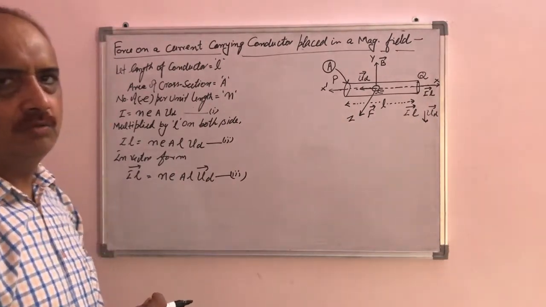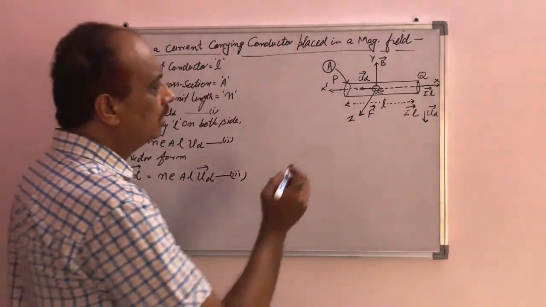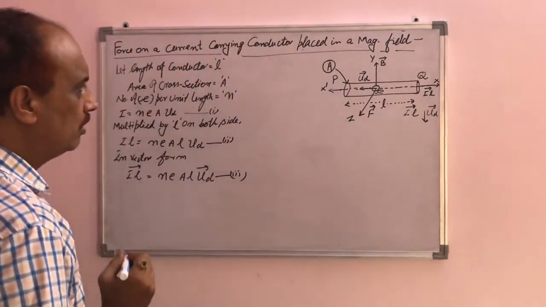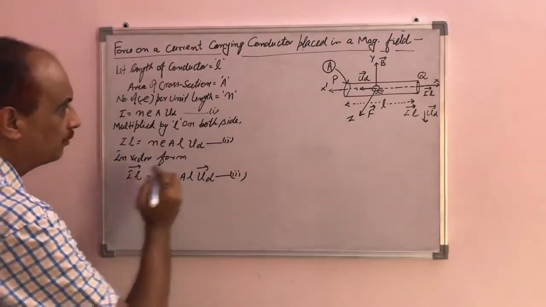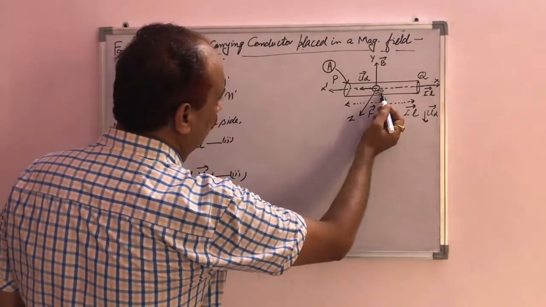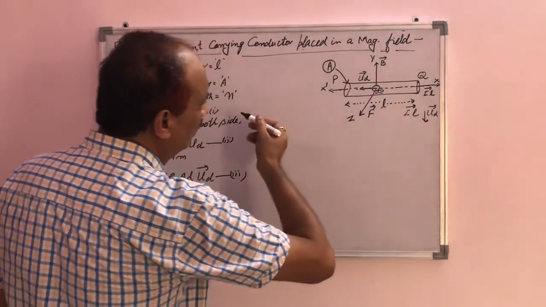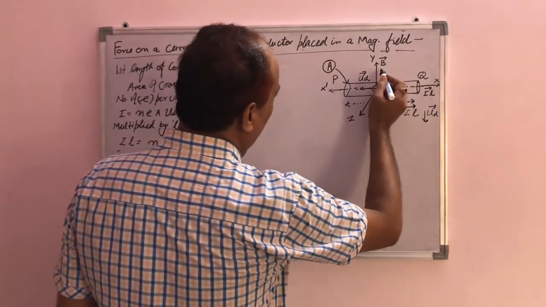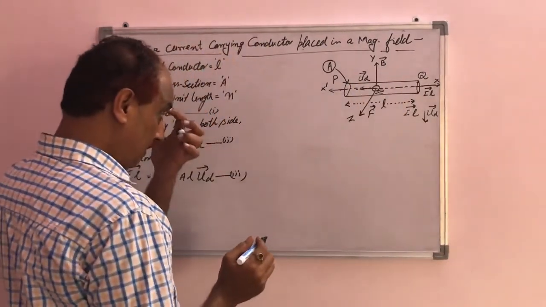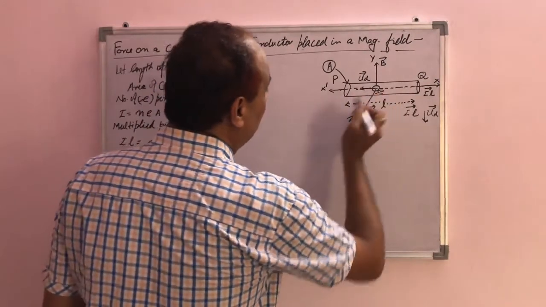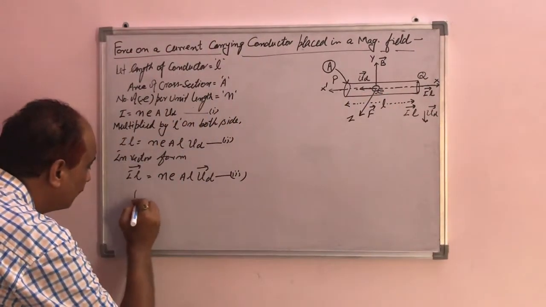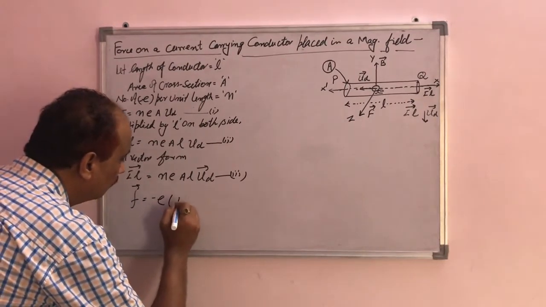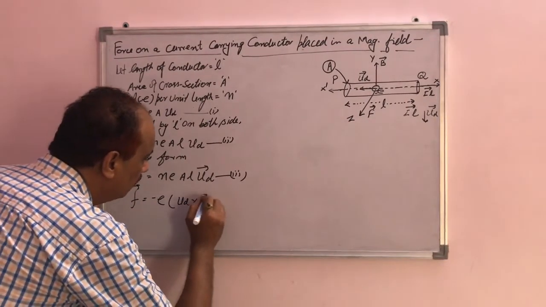Now we have to find how much force is acting on the electron when it is moving from Q to P. According to the formula, if an electron having charge minus e is moving in the direction QP, perpendicular to the direction of magnetic field B, then the force acting on that electron, F vector, is equal to minus e VD cross B vector. That is equation number 4.